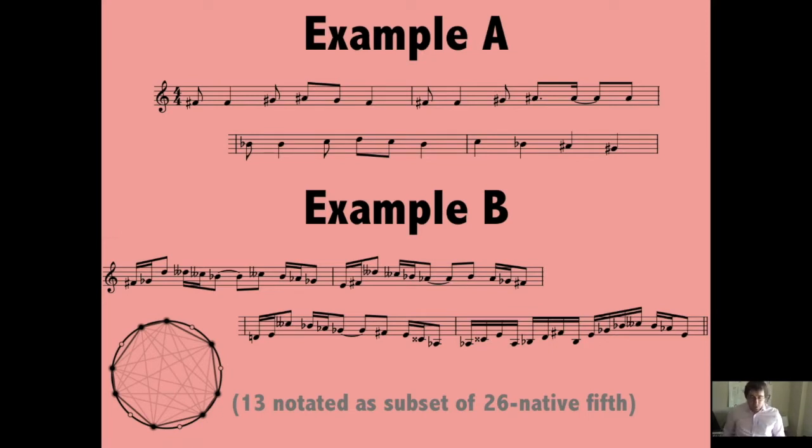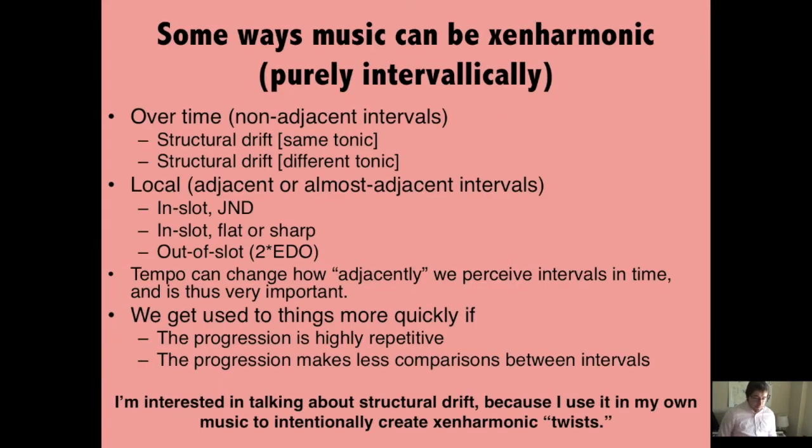And then example B is purely in Father 8, and analogizing it in 12EDO is really hard, but we're going to try anyway. I've got that nice little circle down there for you, showing you the Father 8 geometry. I'll try to do this whenever I present a simple scale in an equal temperament. Okay, let's talk about some ways that music can be Xenharmonic, and what I'm interested in talking about for the very limited and early scope of this analysis.